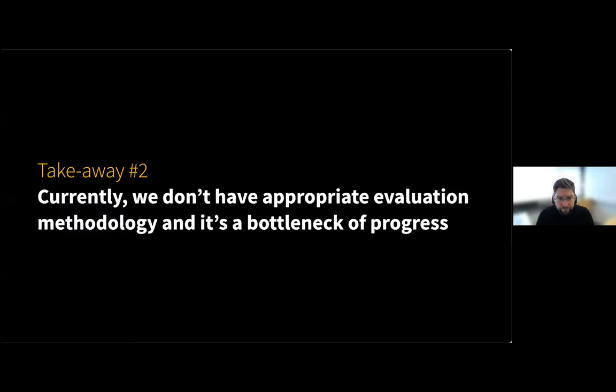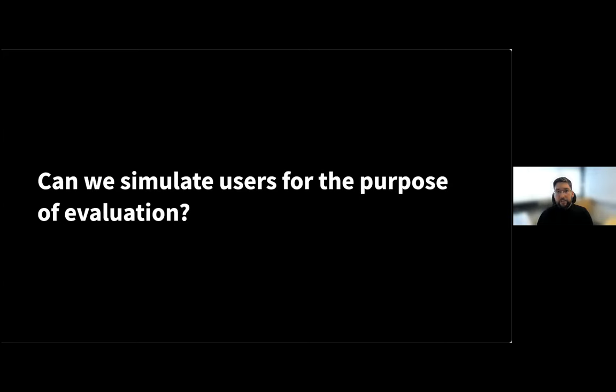Okay, so we don't have a good way to evaluate it, and that's a bottleneck, because I believe that's one of the main reasons why people work on component level tasks. Simply, there is no appropriate evaluation methodology for end-to-end evaluation. Can we use simulation to overcome this challenge?